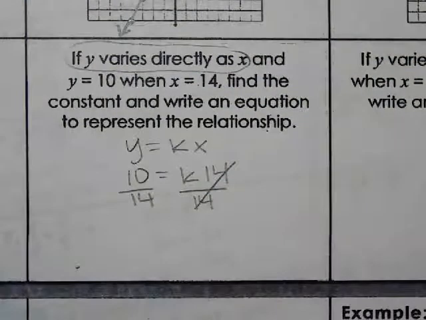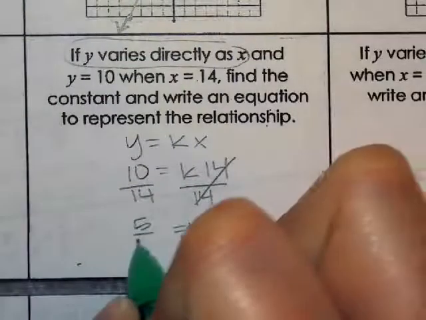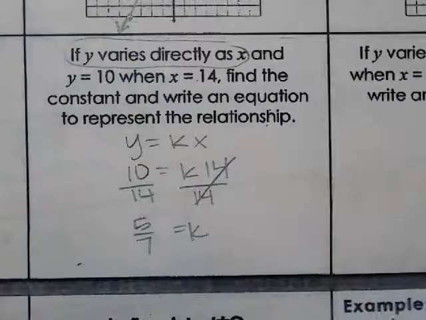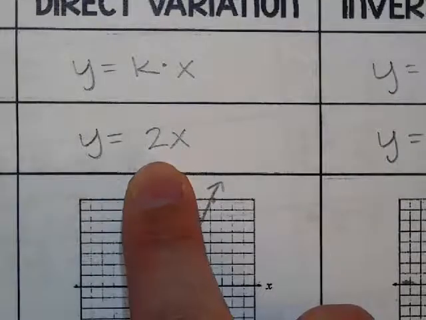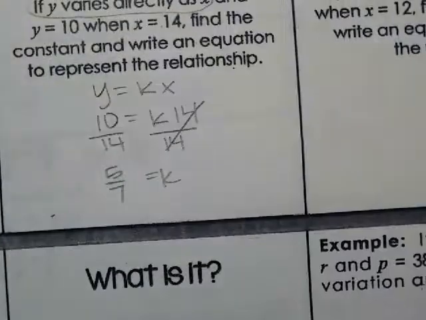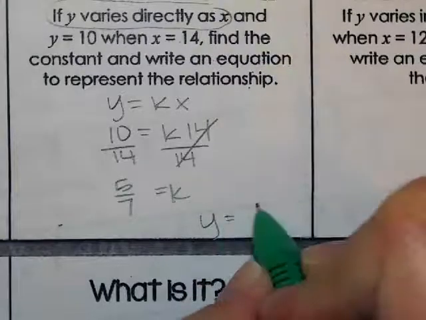So what is 10 divided by 14 when I simplify it? 5/7. Okay, so for this equation to look like a direct variation, all that I need is to have the number in front of x. As long as I have the k value, the number in front of x, that means that I have a direct variation equation. So now I can write y equals 5/7 x, and there's my direct variation equation.